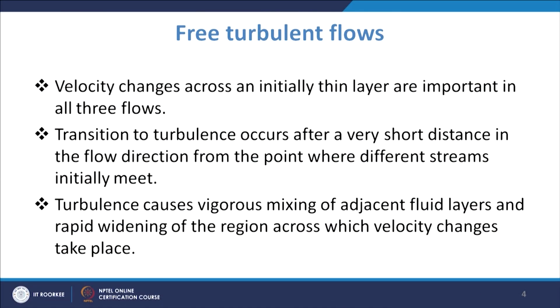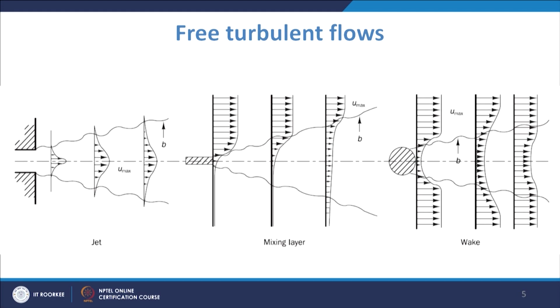In these cases the velocity changes take place in an initial thin layer, which is very important in all three flows. Transition to turbulence occurs after a very short distance in the flow direction from where the different streams first meet. Turbulence causes vigorous mixing of adjacent fluid layers and rapid widening of the region across which velocity changes take place. This can be understood from these three kinds of flows.